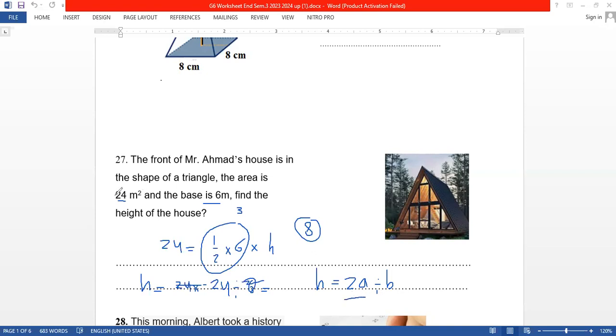2 multiplied by 24 is 48. 48 divided by 6 equals 8. So this is the easiest way, or you can do it mentally. When the students told me, what number do I multiply by 6, then divide by 2, to get 24, it's 8. Now, last question, last but not least.